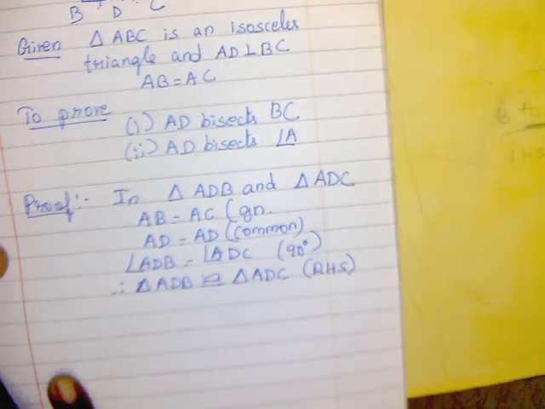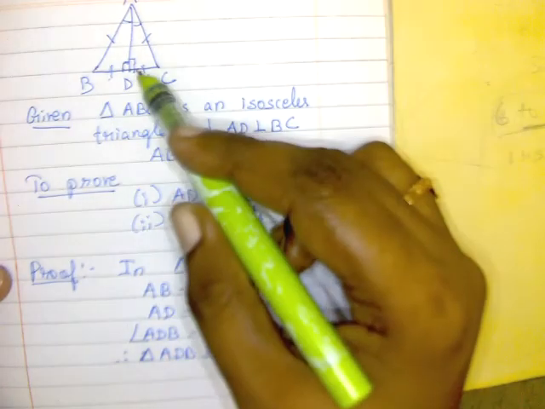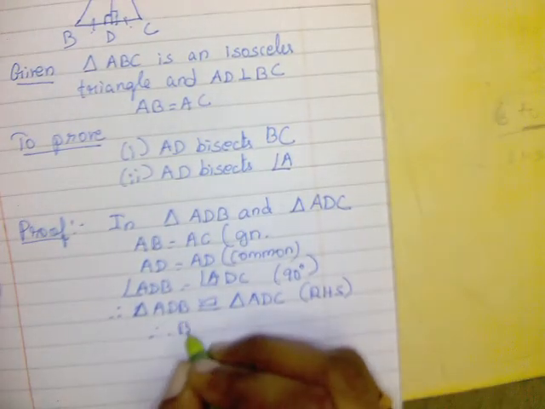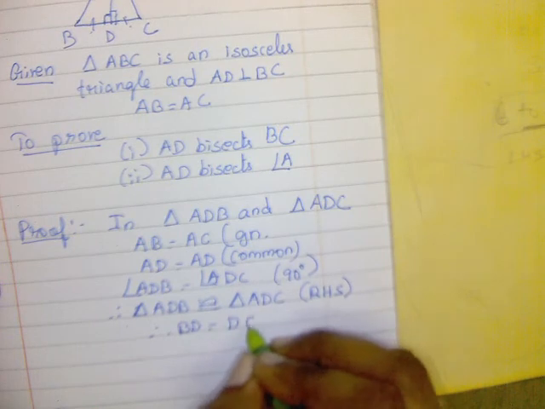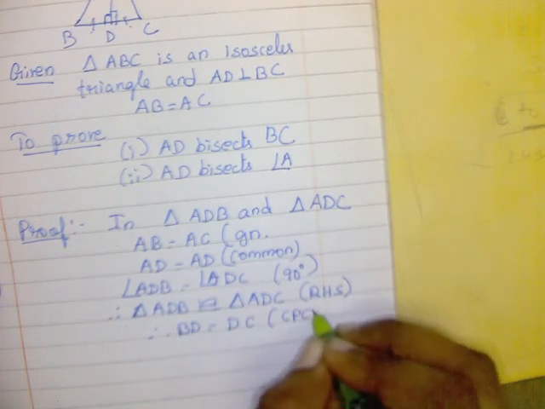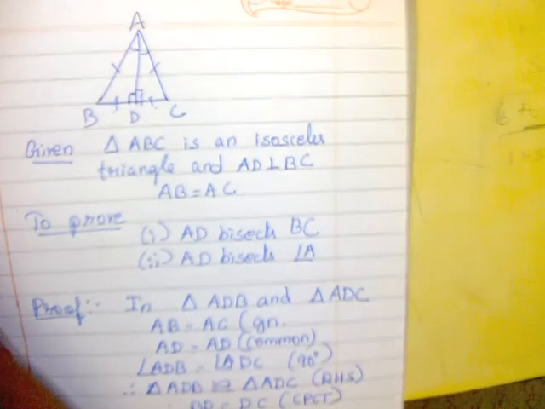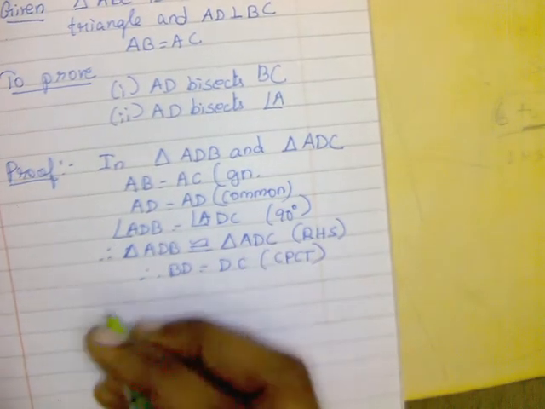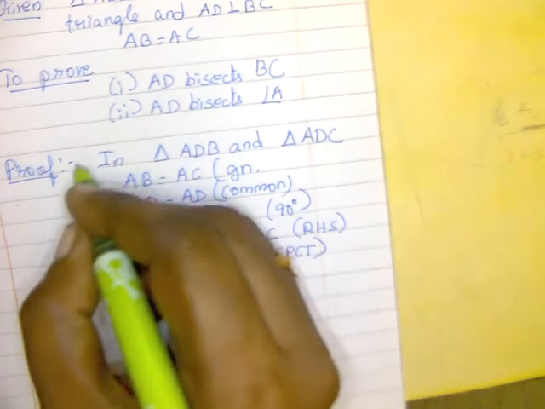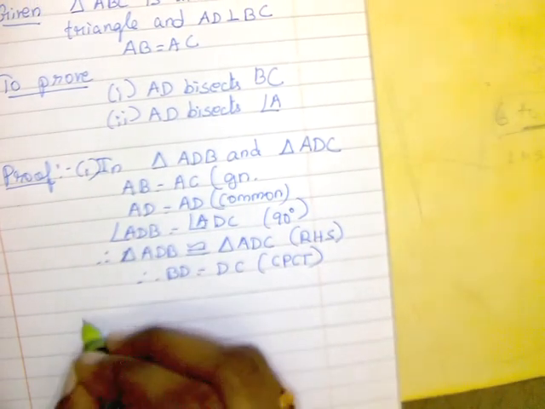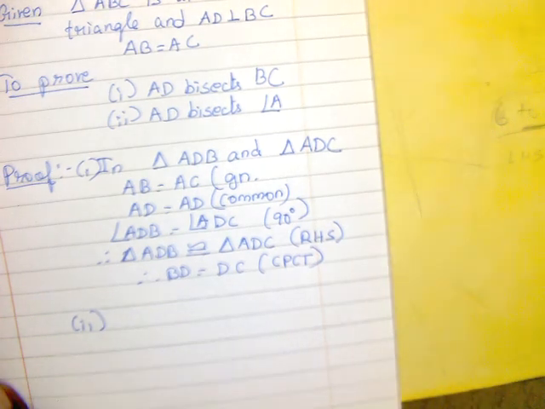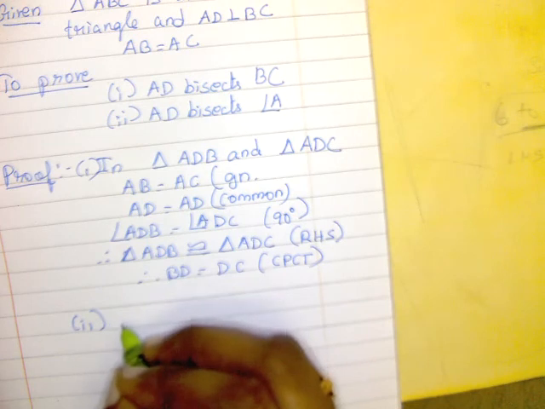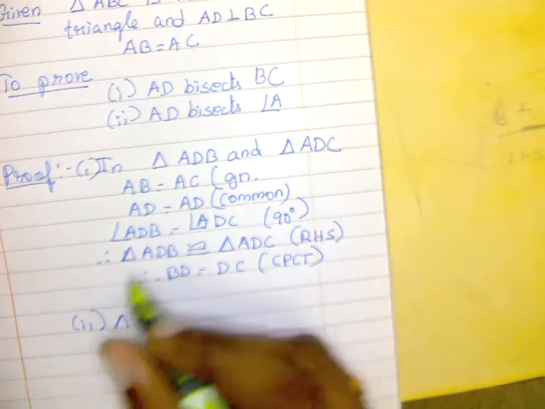Once you have proved the two triangles are congruent, what about BD and DC? They are corresponding parts, CPCT. So we can write, therefore BD is equal to DC, by CPCT. Understood now? Now next, what do you have to prove? The first one is done. The second one is AD bisects angle A.